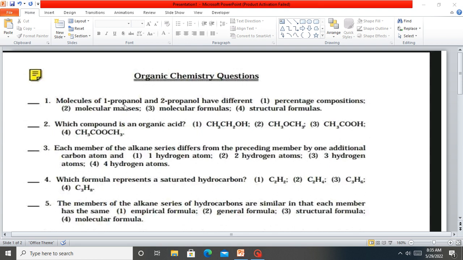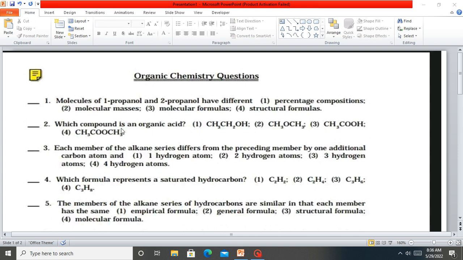Molecules of 1-propanol and 2-propanol have different what? These two compounds are isomers. So what makes them different? Do they have different percentage compositions? No. Do they have different molecular masses? No. Do they have the same or different molecular formulas? The same. But they have different structural formulas. These two compounds have the same molecular masses, molecular formulas, and percentage composition in terms of atoms, but they have different structural formulas. That's why they are isomers.